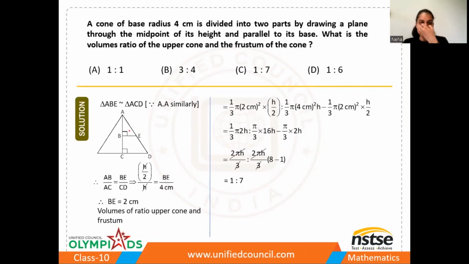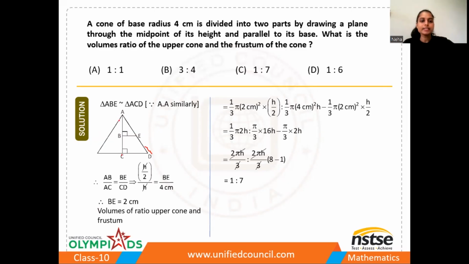All right. So how can we solve this question? I think we can approach it with the similarity of triangles, because whenever I'm cutting a cone like this, the triangle ABE and the triangle ACD both are right angle triangles. That means both are similar triangles. So I can put the concept of similarity of triangles: triangle ABE is similar to triangle ACD. So if these two triangles are similar to each other, then AB over AC is equal to BE over CD.